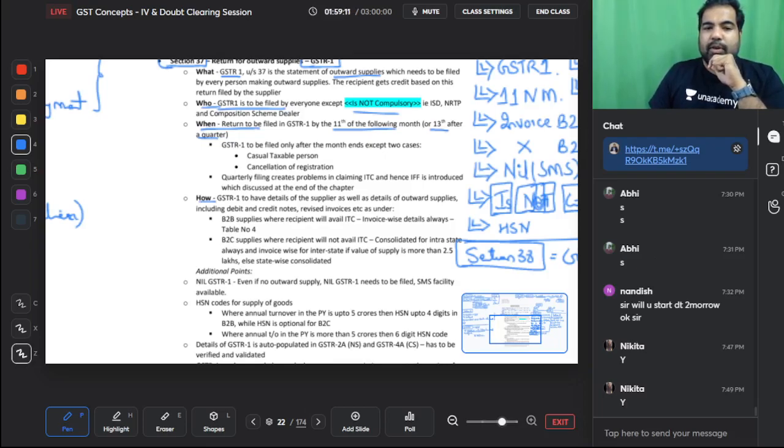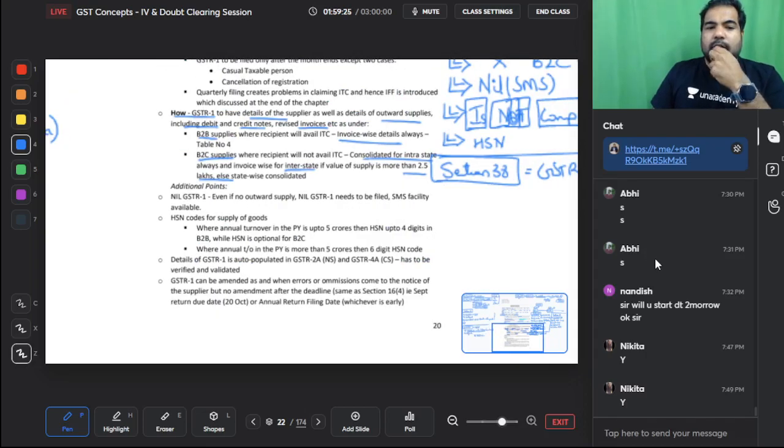The GSTR 1 has to give details of the outward supplies, credit notes, debit notes, everything. B2B, you need invoice-wise details. B2C, you don't need invoice-wise details unless it is interstate more than 2.5 lakhs. Nil GSTR 1 you can file even through SMS facility. HSN code, up to 5 crores, 4 digits, and above 5 crores, then 6-digit code.